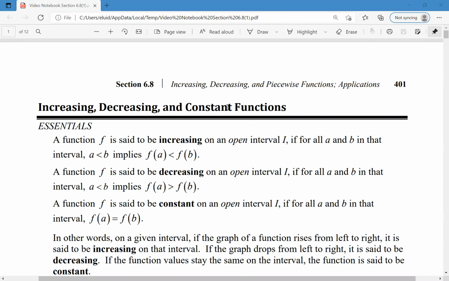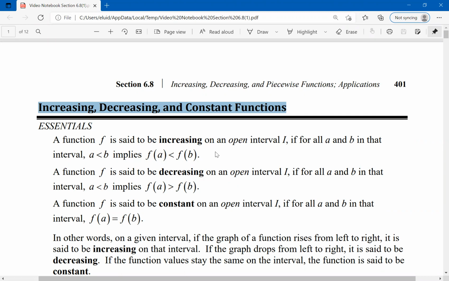We have these three words we're going to use: increasing, decreasing, and constant. Those words probably mean what you think they do. Increasing means going up, decreasing means going down, constant means staying the same. Of course, you see these more complicated definitions below. For increasing, a function f is said to be increasing on an open interval I if for all a and b in that interval, a is less than b implies f of a is less than f of b.